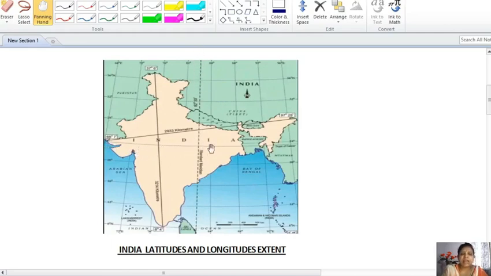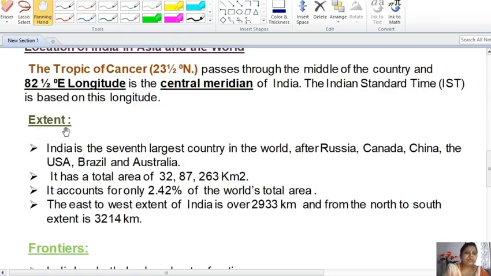This is the latitude which is passing and dividing India into two equal halves. It is called the Tropic of Cancer, 23.5 degree. This is 82.5 degrees longitude. This is the extension of latitude and longitude of India. Let us discuss the extent of India.